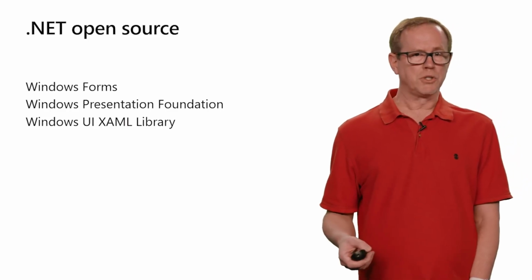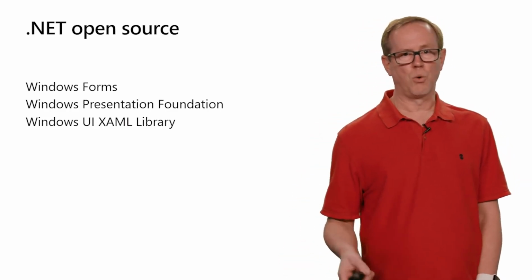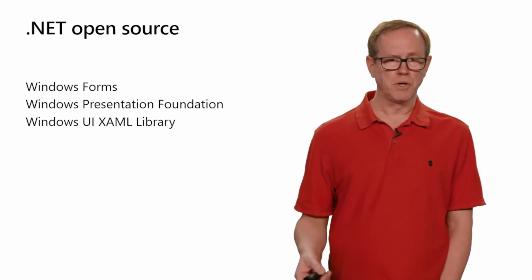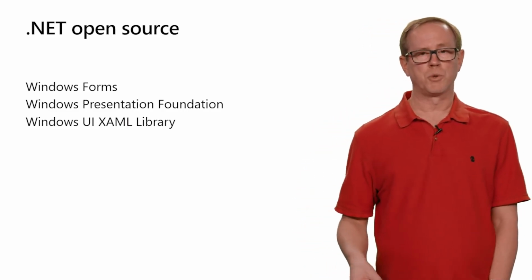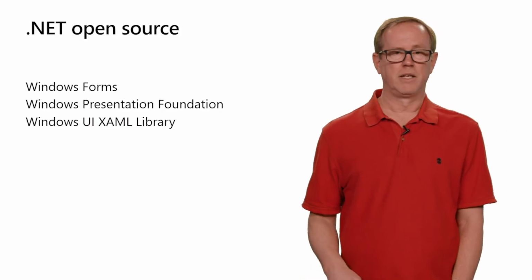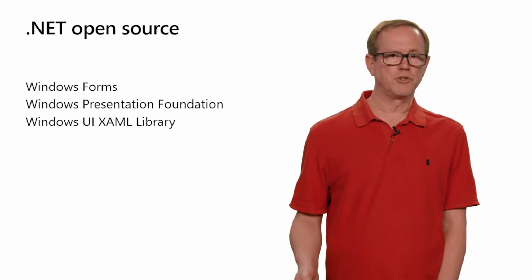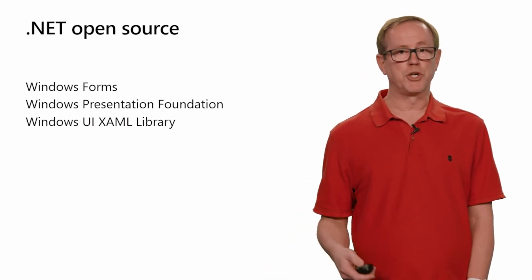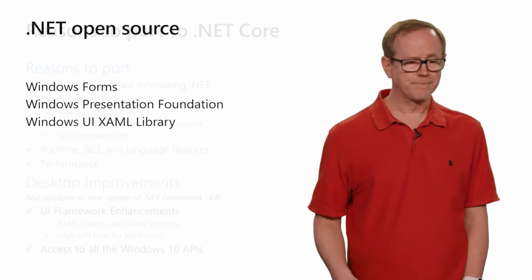Because .NET Core is open source, we couldn't just bring them to .NET Core, we had to open source them. So in December of 2018, we open sourced WinForms and WPF. They're both in GitHub, available today in open source. People are already contributing to them, but that's part of our journey of bringing the desktop to Core.